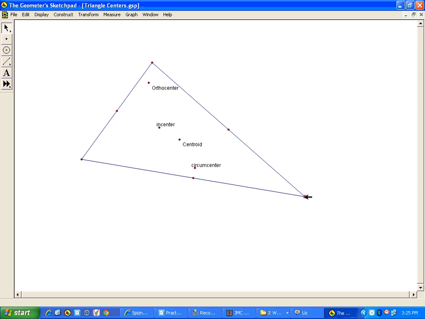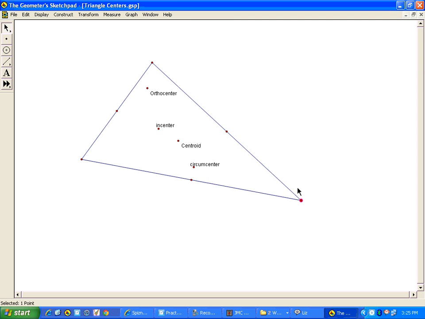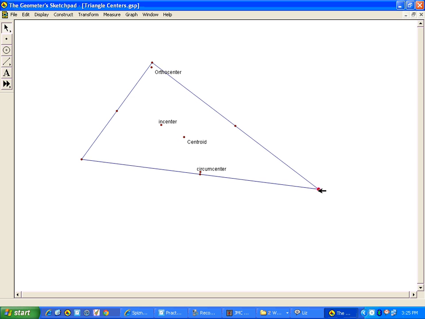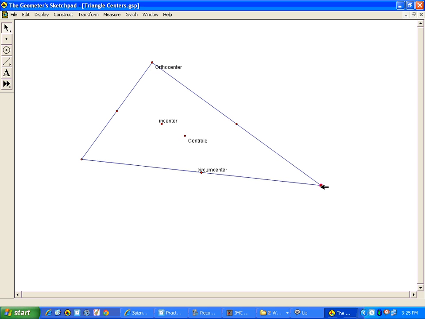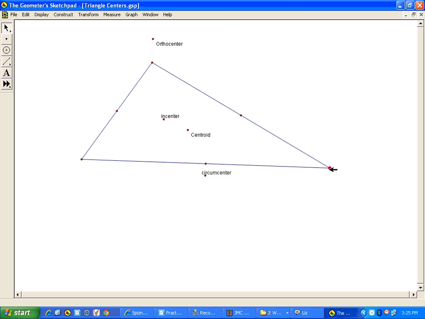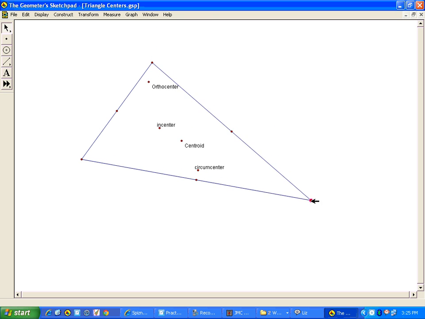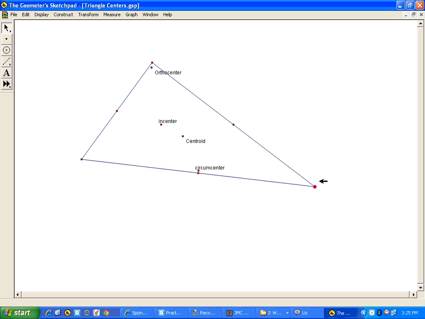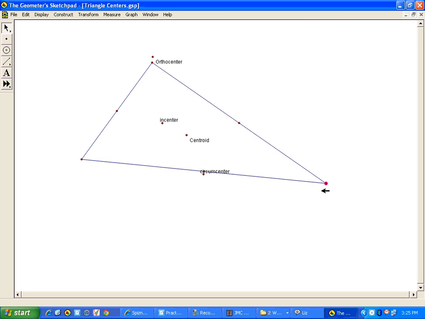The same can be said for the orthocenter. If you notice the orthocenter up here, when it moves on the triangle, the circumcenter is also on. When it moves out, so does the orthocenter. And that has to do with the fact that they're both dealing with perpendicular segments.